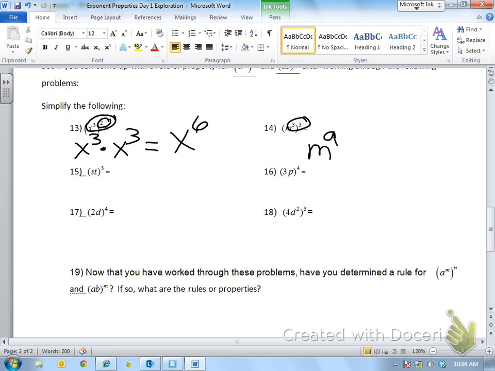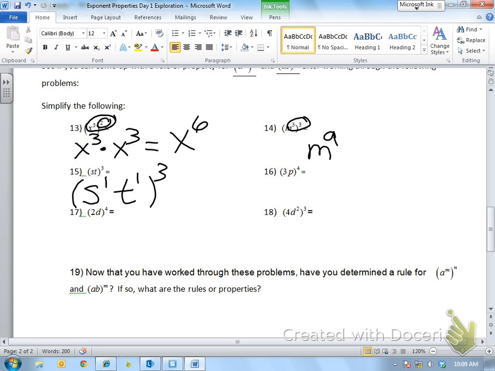But now we run into a situation that's a little bit different. What's different about 15? There's no number with the S. Parentheses. Okay, we had parentheses in 13 and 14. There's no number with the S and no number with the T. What else is different? There's only one exponent, and there's 2 variables this time. But we know that every variable has an exponent already. What exponent do we have for S? 1. What exponent do we have for T? 1.